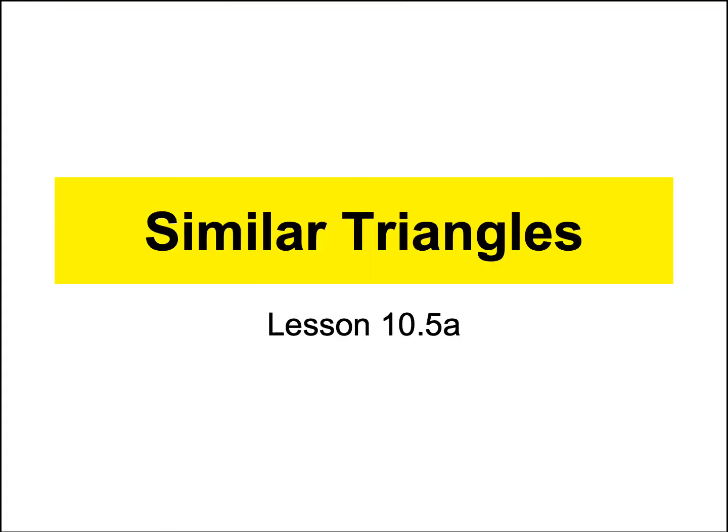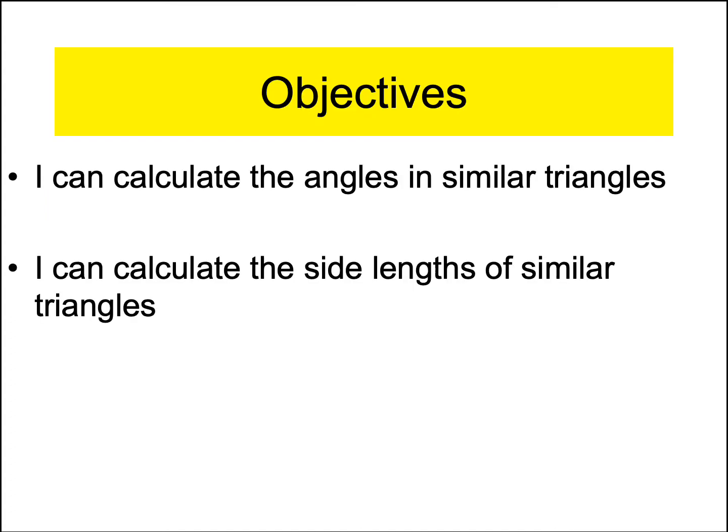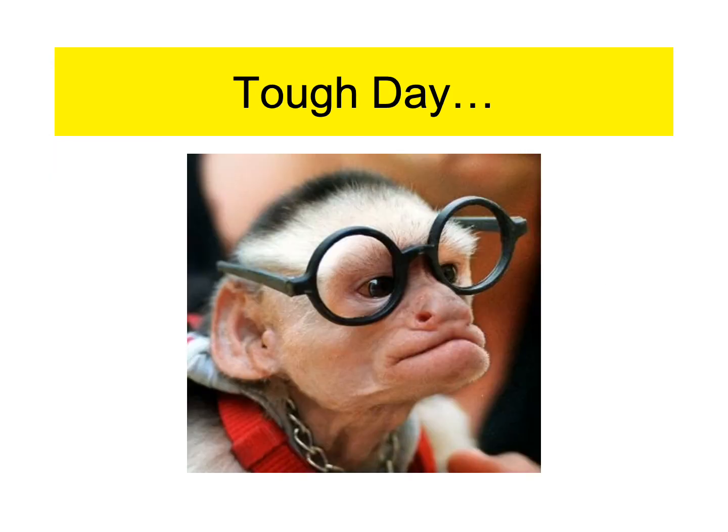All right, so today we're going to do something called similar triangles. We're not using Pythagorean theorem. We'll come back to it next week. There are 2 objectives, something about angles and side lengths of similar triangles. So today's kind of a tough day. You've got to be a smart monkey in order to get this stuff done.